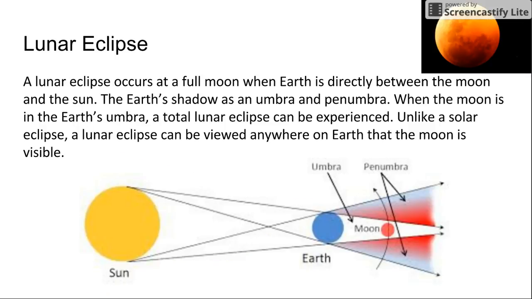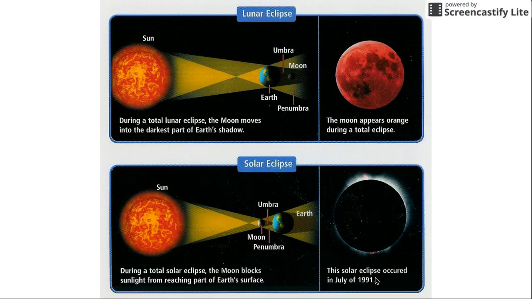A lunar eclipse occurs at a full moon when the Earth is directly between the moon and the sun, and the Earth's shadow is the penumbra and the umbra. When the moon is in the Earth's umbra, a total lunar eclipse can be experienced, unlike a solar eclipse. So just by the Earth being here, you'll notice that the entire moon is in the umbra, and the penumbra is the areas around it. Here's just another view of the lunar eclipse, where the moon is being eclipsed, and the solar eclipse, where the sun is being eclipsed or blocked.